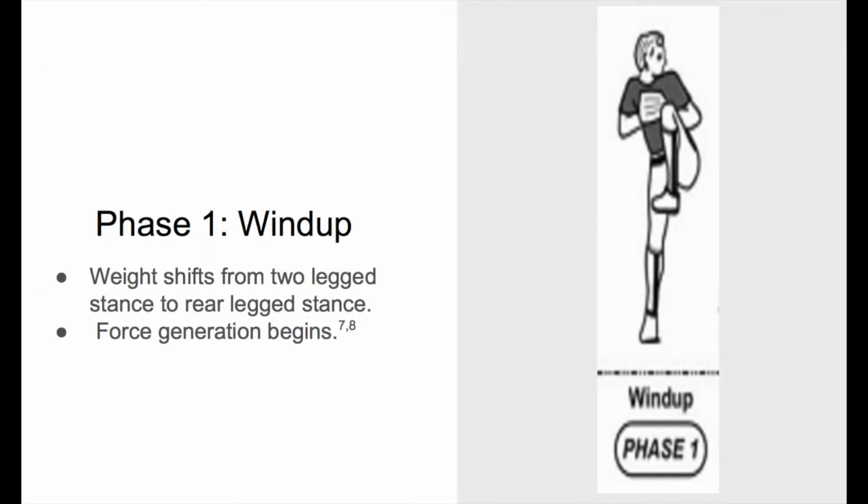The initial phase is the wind-up. Here the athlete begins in a dual-legged stance and transfers their weight to their rear leg. Here they are in a balanced position. Weaknesses on the rear leg can cause an unstable base of support for the thrower. This can cause a phenomenon called the catch-up phenomenon. We will talk in more detail about the catch-up phenomenon later in this talk.